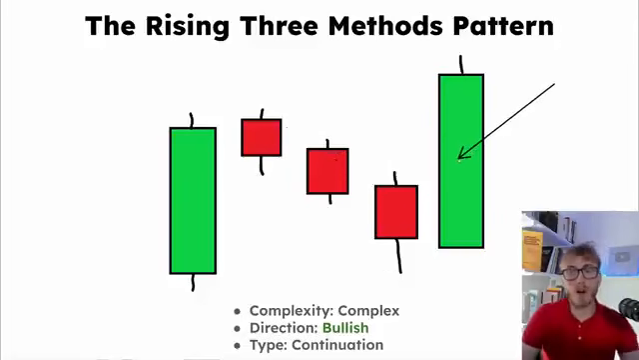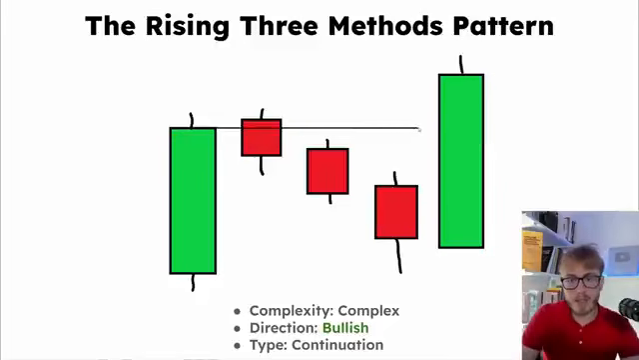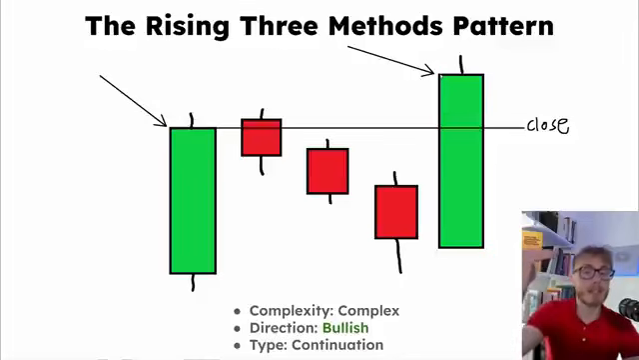The last candle of the rising 3 methods is very important. Here we want to see a strong bullish candle, and we want this bullish candle to close above the close of the first candle. You can see right here we have the close of the first candle, and we want the final candle to close above this line. When we get this candle close, the rising 3 methods is confirmed and indicates a continuation up.